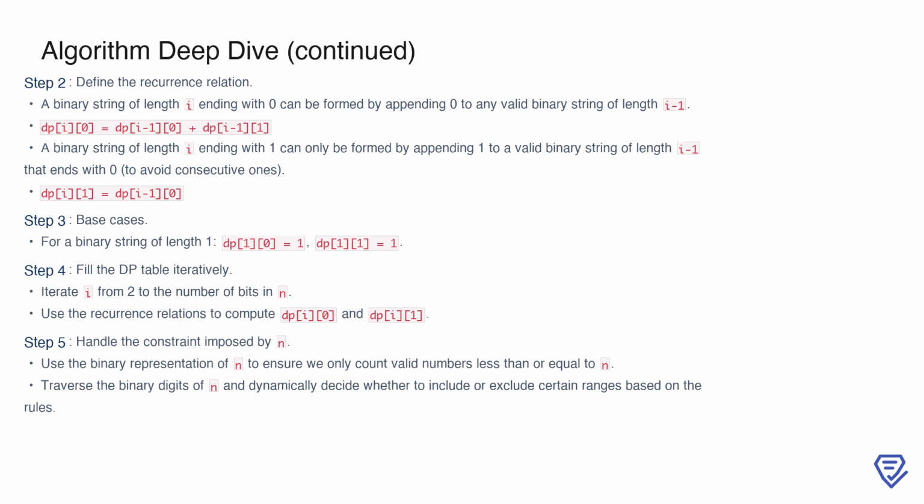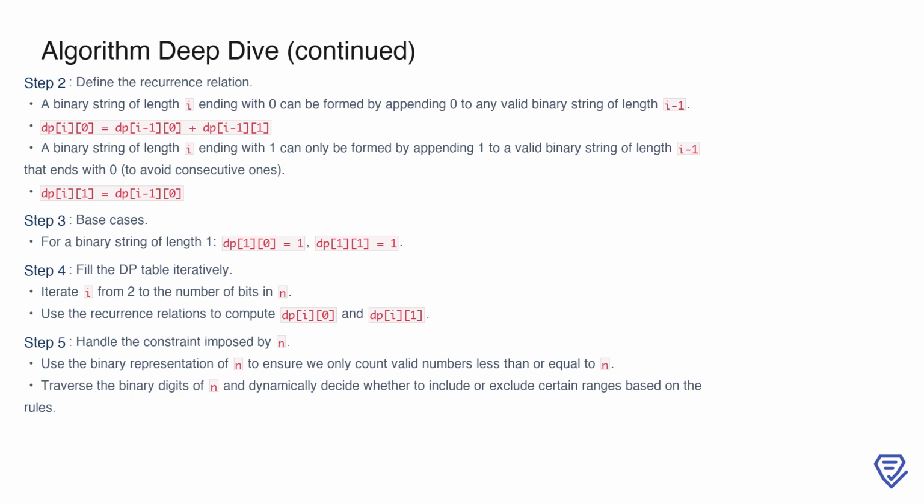This gives us the relation dp[i][0] equals dp[i-1][0] plus dp[i-1][1]. On the other hand, to construct a valid binary string of length i ending in 1, we can only append a 1 to a valid binary string of length i-1 that ends in 0, ensuring we avoid consecutive ones. This gives us dp[i][1] equals dp[i-1][0].